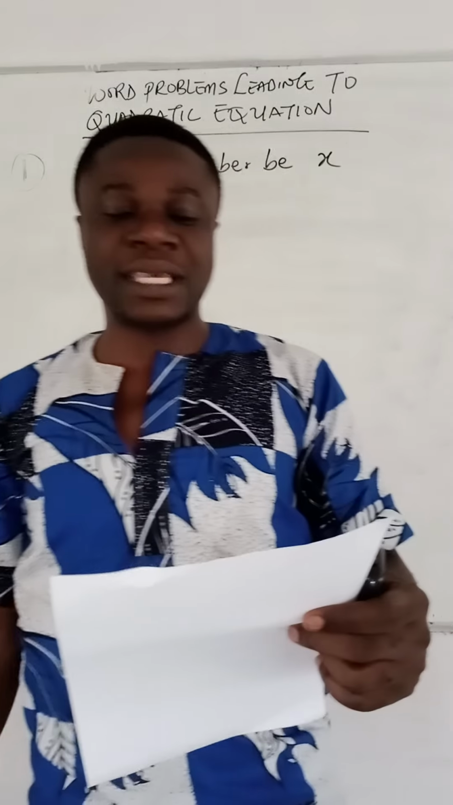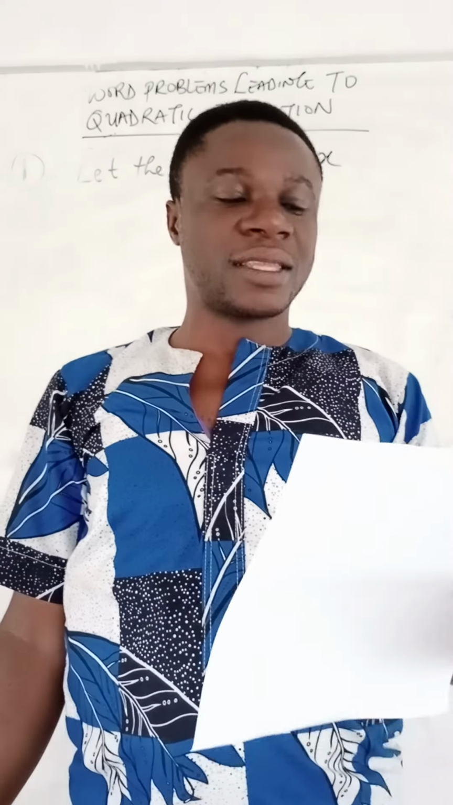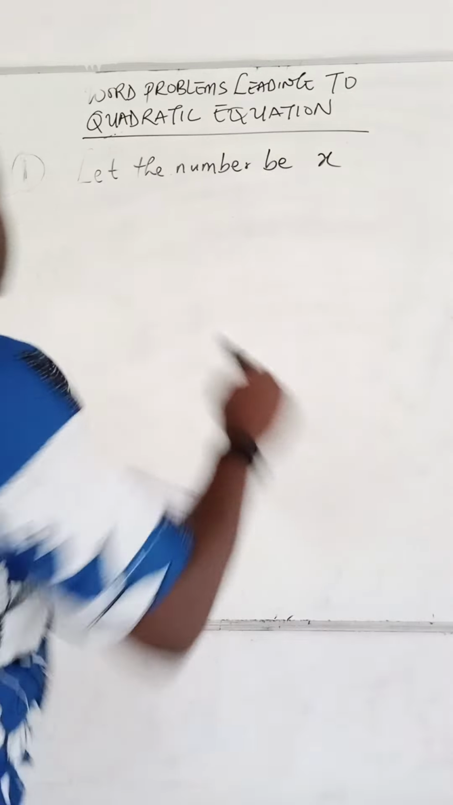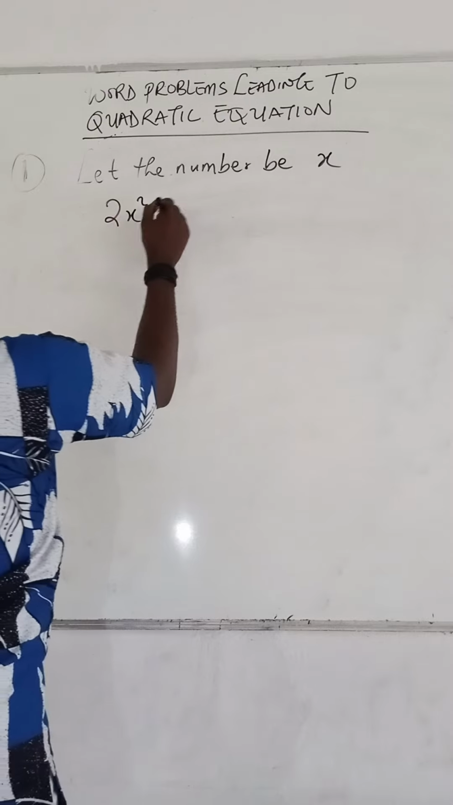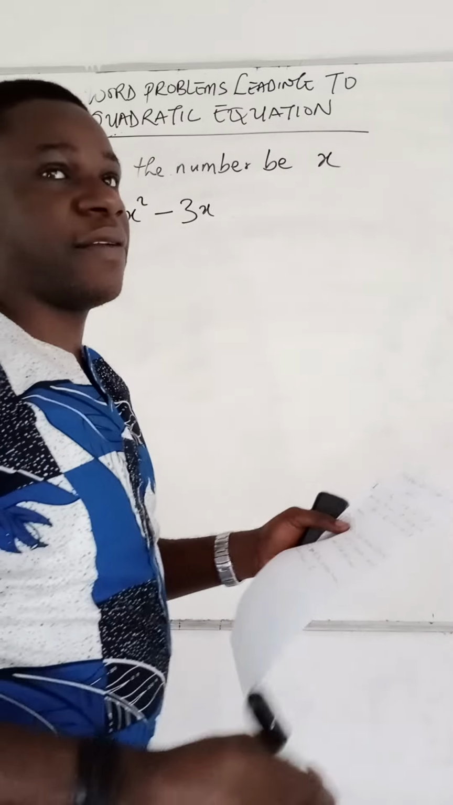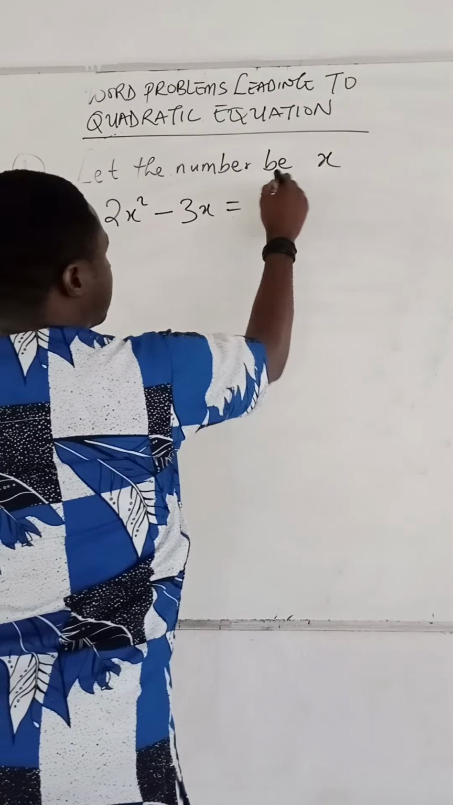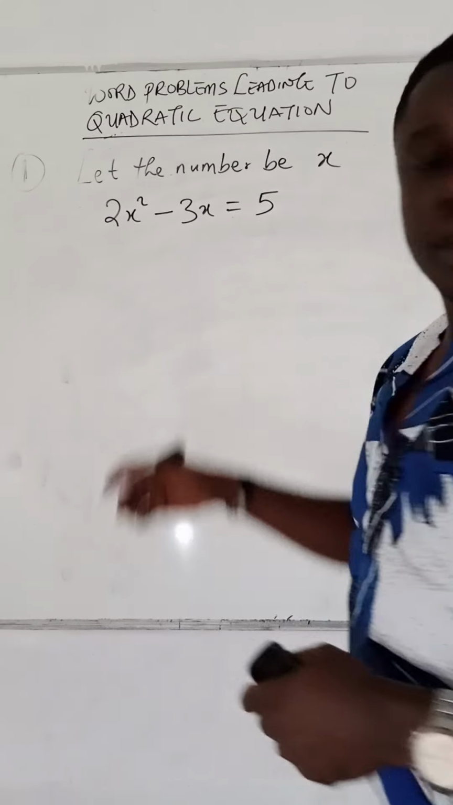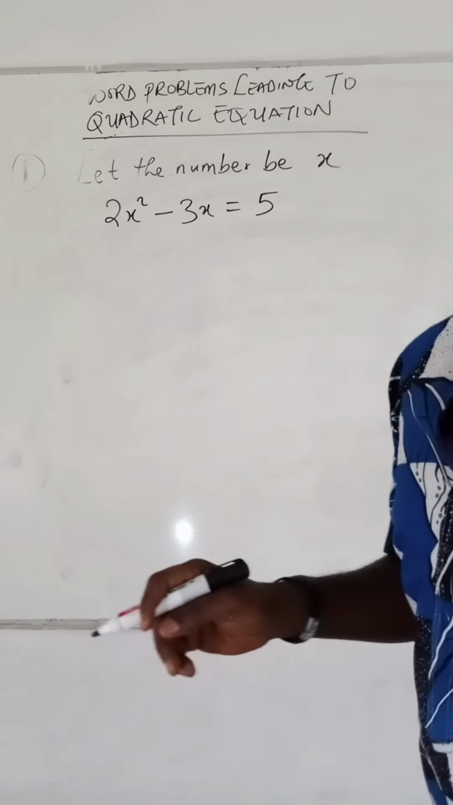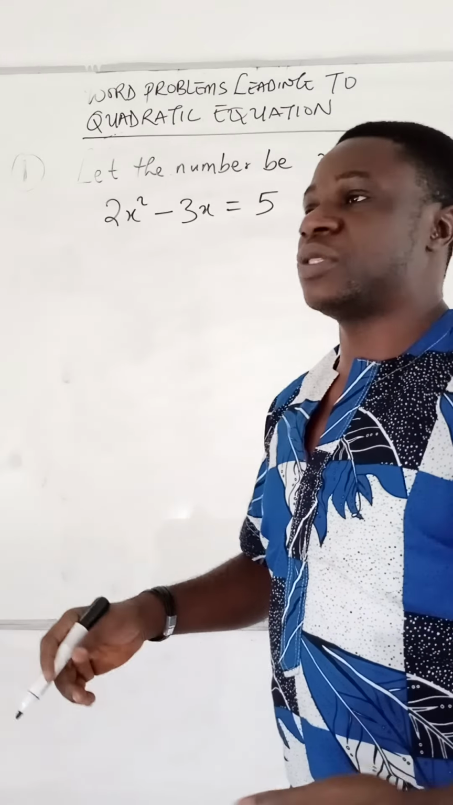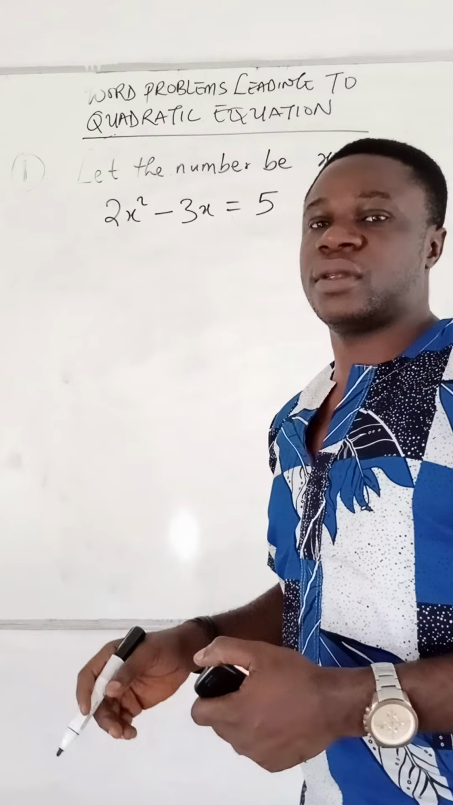If 3 times a certain number is subtracted from twice the square of the number, the result is 5. The result means equal to 5. What are the possible values of the number? You discover now that question 1 has led to a quadratic equation. The next thing we do is to solve the quadratic equation.